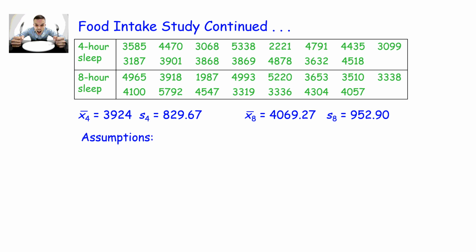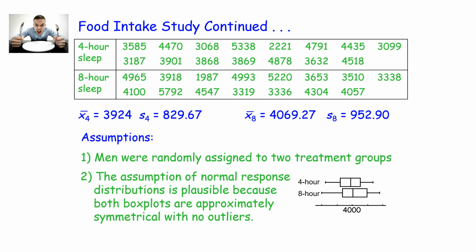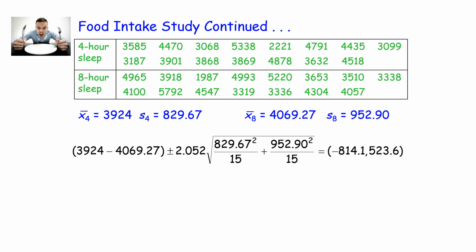So now we're going to verify our assumptions. Men were randomly assigned to two treatment groups. The normal response distributions are plausible because both box plots are approximately symmetrical with no outliers. And now we're ready to calculate our interval. So we'll plug in our values.